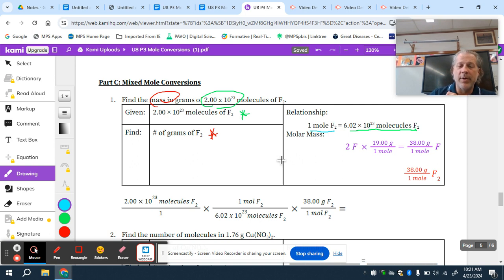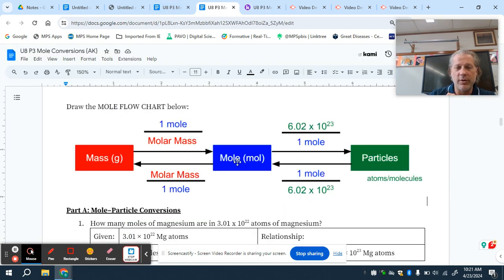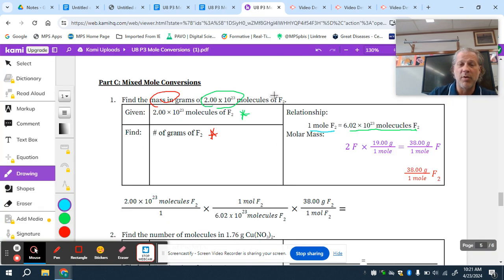When we look back at the mole flow chart, now I've gone from particles to moles. Now I need to go from moles to mass. And when I go from moles to mass, I need to know or calculate the molar mass. And this time it has to go on top. So my molar mass in this problem, or this molecule of F2, because there was a 2 behind the F, that told me that there were 2 F's. So I took 2 F's times the mass of fluorine, which is 19, and I got 38 grams in 1 mole of fluorine. So my molar mass here is 38 grams in 1 mole.